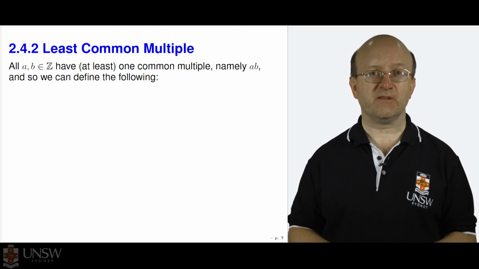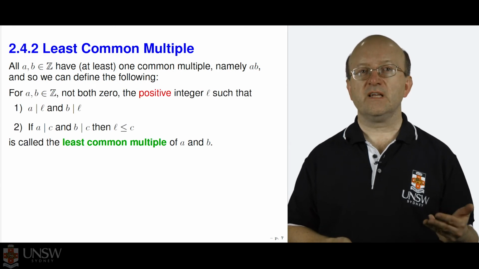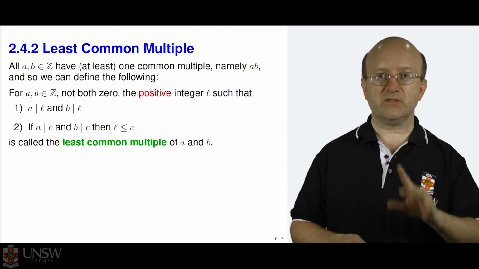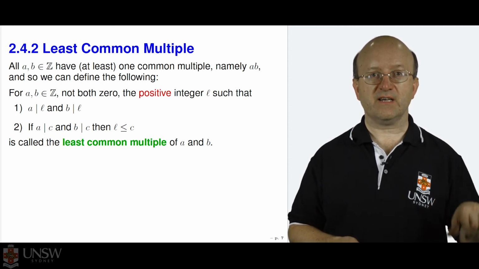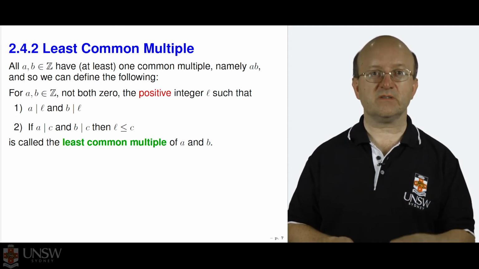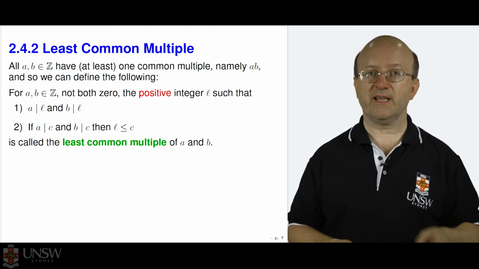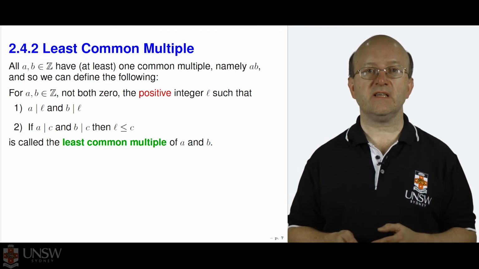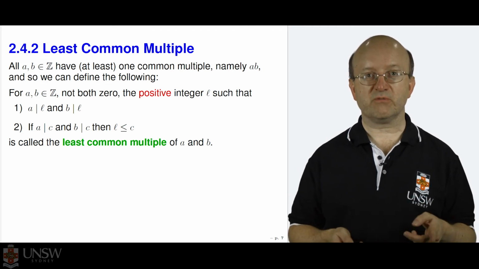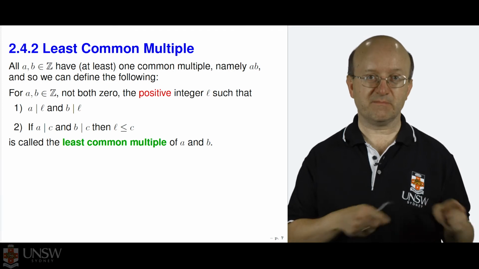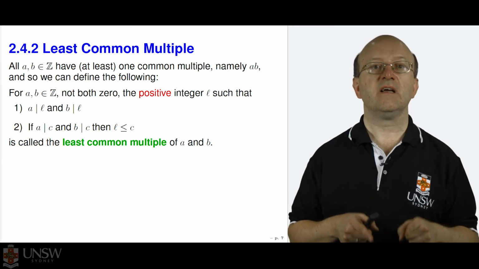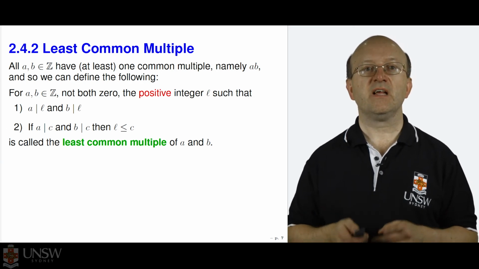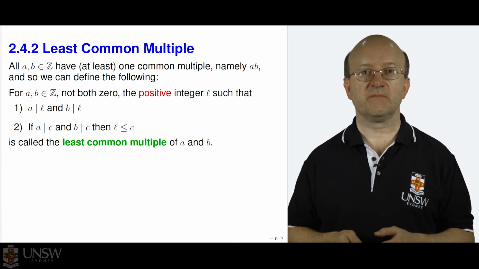So that means we can define the following. If you've got two integers A and B, again, not both 0, the positive integer L, such that A divides L and B divides L, in other words, L is a common multiple of A and B, and if A divides C and B divides C, then C must be bigger than or equal to L. In other words, every other number that's a common multiple of A and B must be at least as big as L, can't be less than L. That's called the least common multiple of A and B.